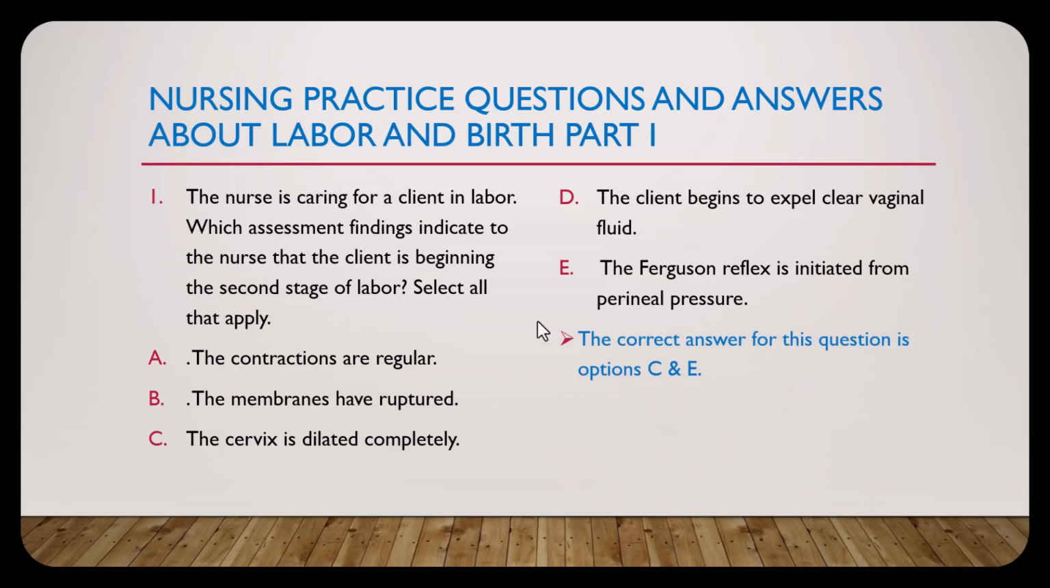So for this question, the correct answer is option C, the cervix is dilated completely, and option E, the Ferguson reflex is initiated from perineal pressure. Now let's move to the rationale.